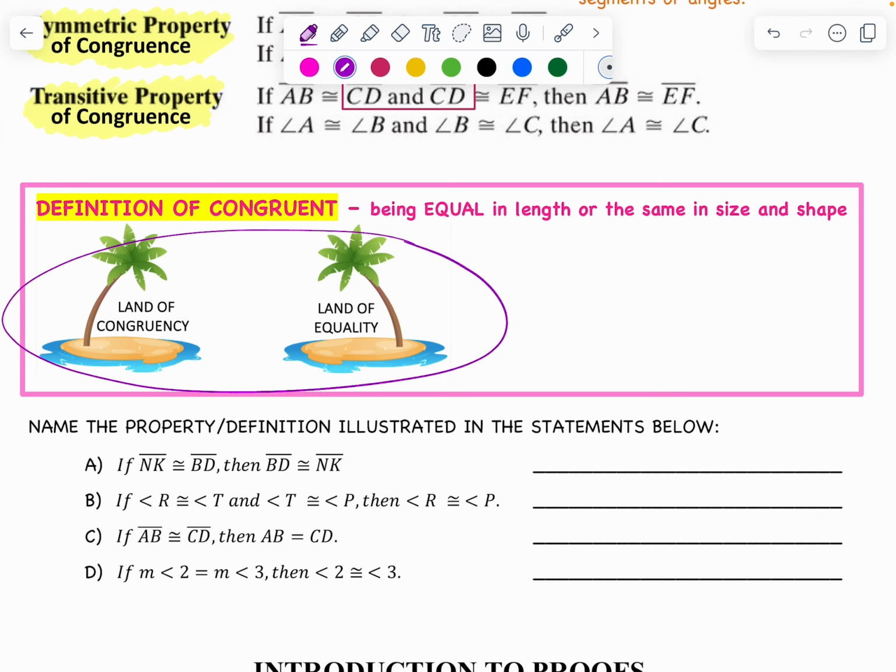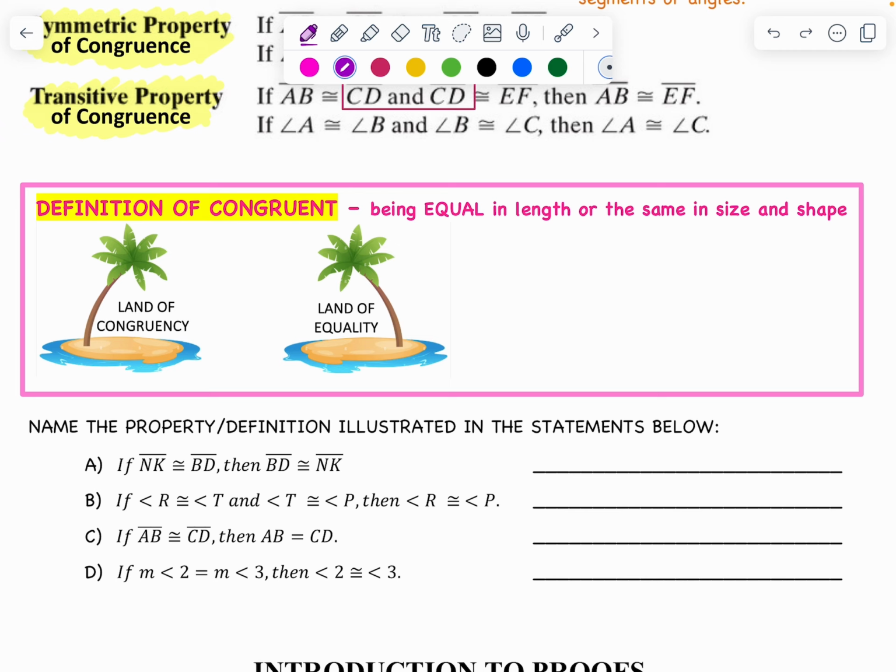So I have these 2 little pictures here of these islands, and I use these phrases a lot, which is why I put them in the notes, right? I talk a lot about the land of congruency and the land of equality. You can't be in both places at once, is my point.